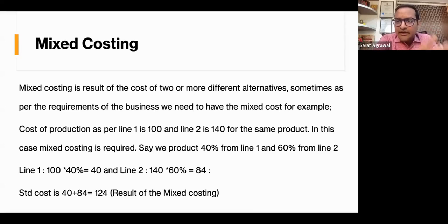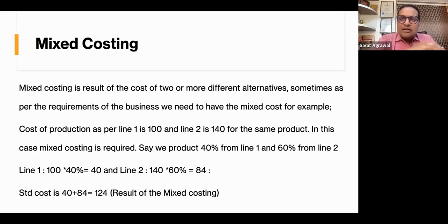Let's say line 1 and line 2. Let's say the cost of producing in line 1 for 1 unit is 100, and let's say the cost of producing in line 2 per unit is 140. Now, in this case, for the same item, if it is getting manufactured in two different lines, having two different costs, 100 and 140, then how can we calculate the per unit cost of a product? It can be 100, it can be 140 in the same product code.